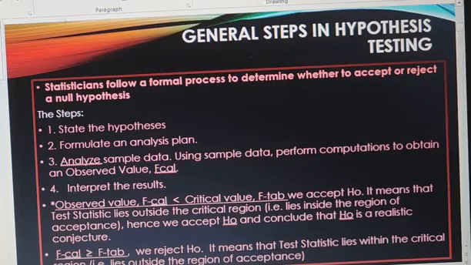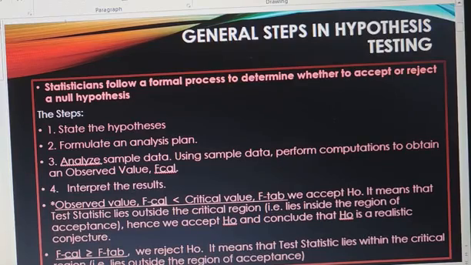2. Formulate an analysis plan. The analysis plan describes how to use sample data to accept or reject the null hypothesis. It should specify the following elements. Significance level. Often, researchers choose significance levels equal to 0.01, 0.05, or 0.10, but any value between 0 and 1 can be used.